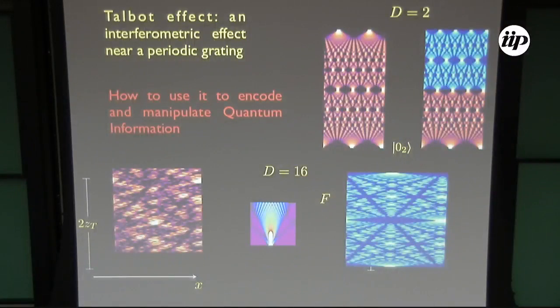Okay, the title is Free Space Entangled Quantum Carpets. What is it? First of all, these people are involved in this work: Mariana, Andreas, Perola, Fernando, Steve, and I think that's all, from several places in Brazil and Paris and now in Barcelona. This is about the Talbot effect and how to use it to encode and manipulate quantum information in general.